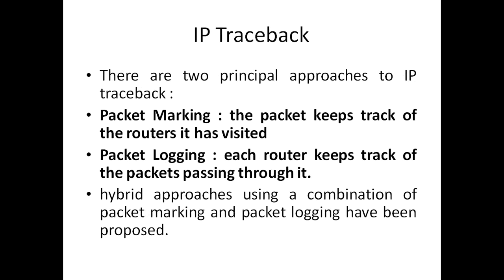The last point of this chapter is IP traceback. The source IP addresses in the attack packets are typically spoofed. Hence, we cannot rely on them to identify the subnet from where the attack packets emanate. Instead, we attempt to identify the paths traversed by the attack packets. So there are two principal approaches to IP traceback.